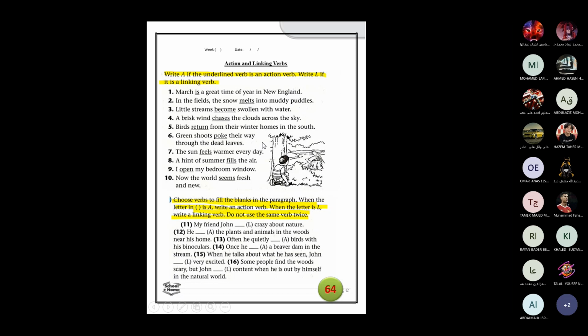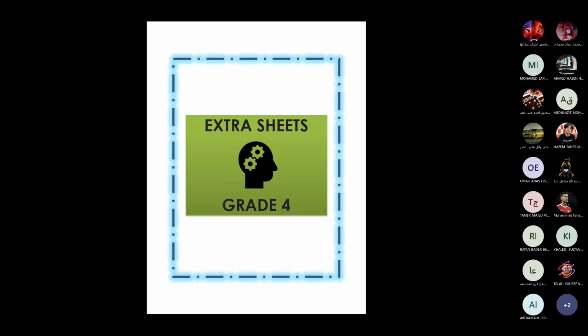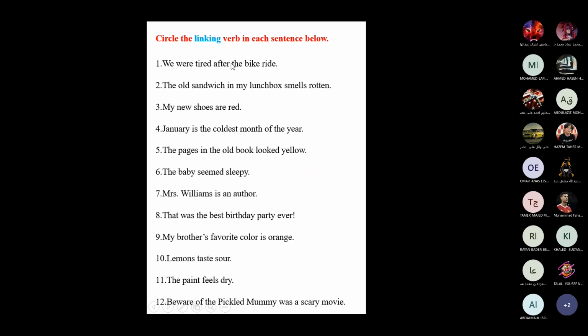So anybody who has finished page 64, guys, solve this page. This is an extra sheet, okay? So Ali, Khalid, Yasin, anybody who has finished page 64 in the booklet, solve this page. Circle the linking verb in each sentence below. Just write the answer. Number one, the linking verb is blah, blah, blah, like that. No need to write the sentence. Just write the answer from number one till number 12.